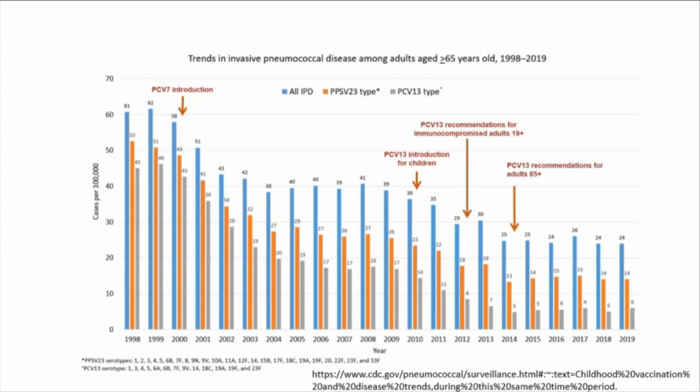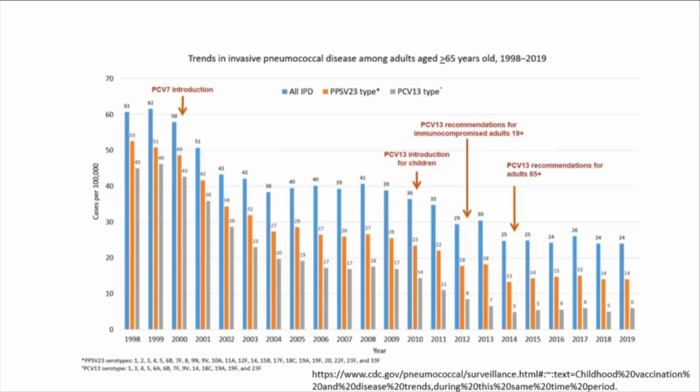Early on, the colors are annoying. Blue is all of it. Orange is the polysaccharide vaccine type, and gray is the PCV13 type. But if you look at the date where PCV7 was introduced for children, the drop in cases in children led to a drop in cases in elderly adults as well. So herd immunity, decreasing the population burden of disease, was effective.